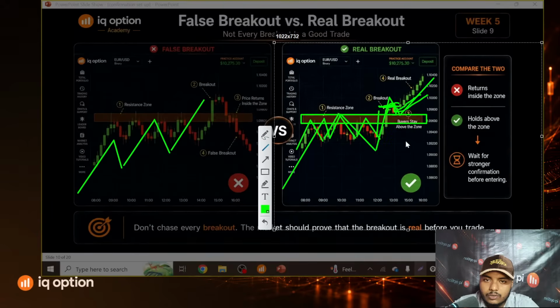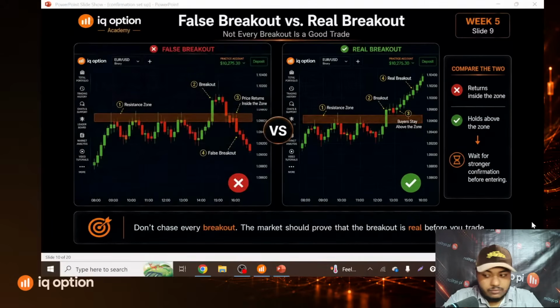So if you understand what a false breakout is and what a real breakout is, just confirm this in the chat, that you understand what a real breakout and a false breakout are.